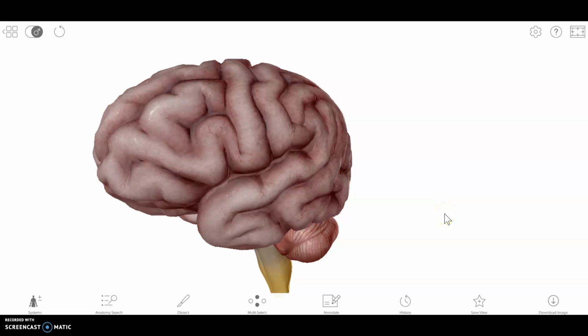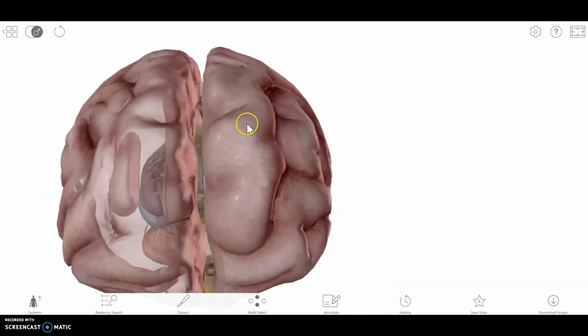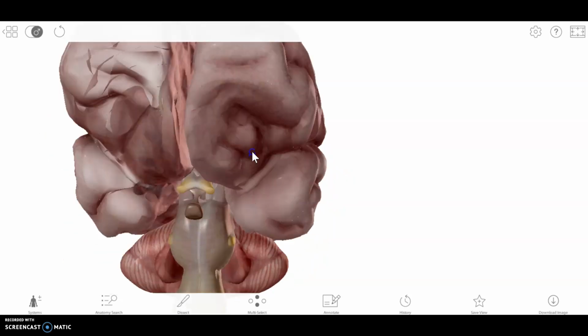For this lab, we're going to be going over the brain anatomy and functions. So there are four major brain regions. You have your cerebral hemispheres. Those are the two main lobes. So here and here. You have your diencephalon.